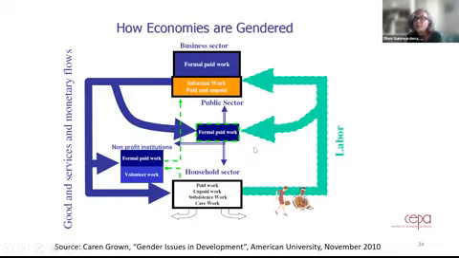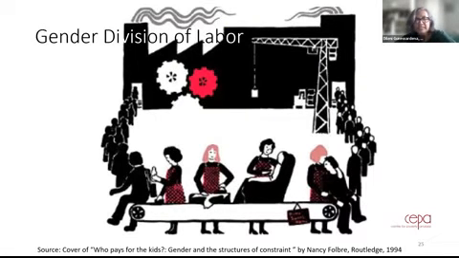But the point of this is to keep in mind that the economy itself is gendered, and there's a lot of segregation, what we call occupational segregation, both in large sectors as well as within jobs within these sectors. So there's industrial segregation as well as occupational segregation.